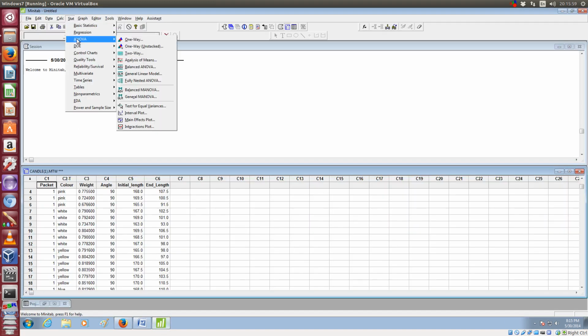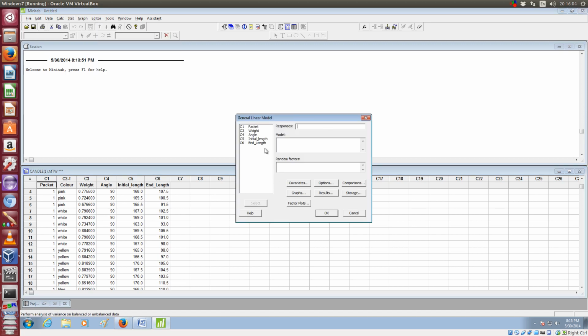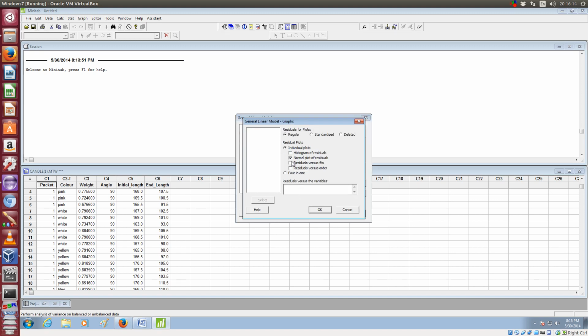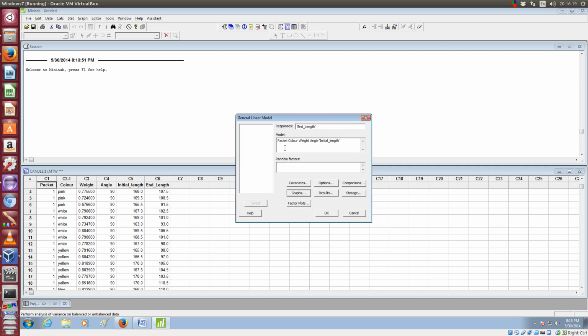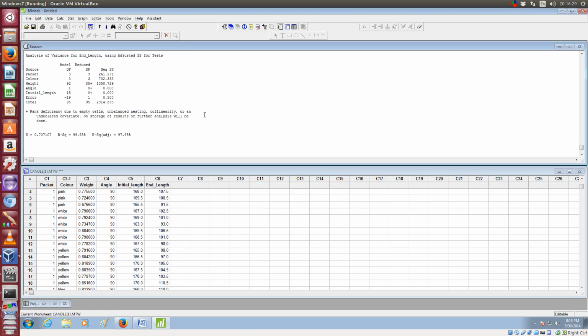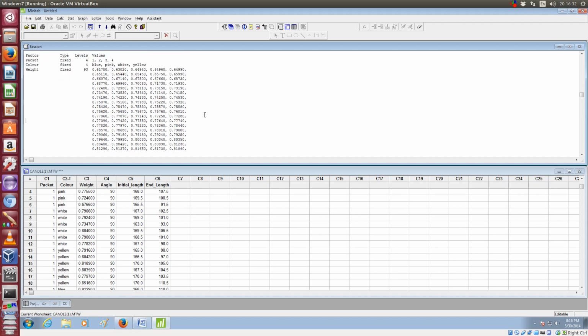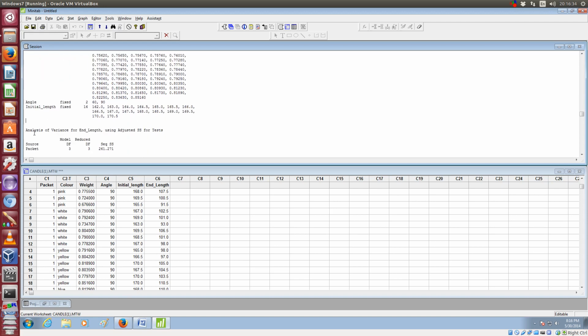So in Stat, we go to ANOVA, we go to General Linear Model. The response variable is the end length, and then in terms of the model, this is where we put our variables. We're just going to put everything in. In terms of the graphs, we want these two, and we want to have standardized. Click OK. There are other things that we could include within this, like within the categorical data, but I haven't included any interaction terms. I just want to put all the variables in. So click OK.